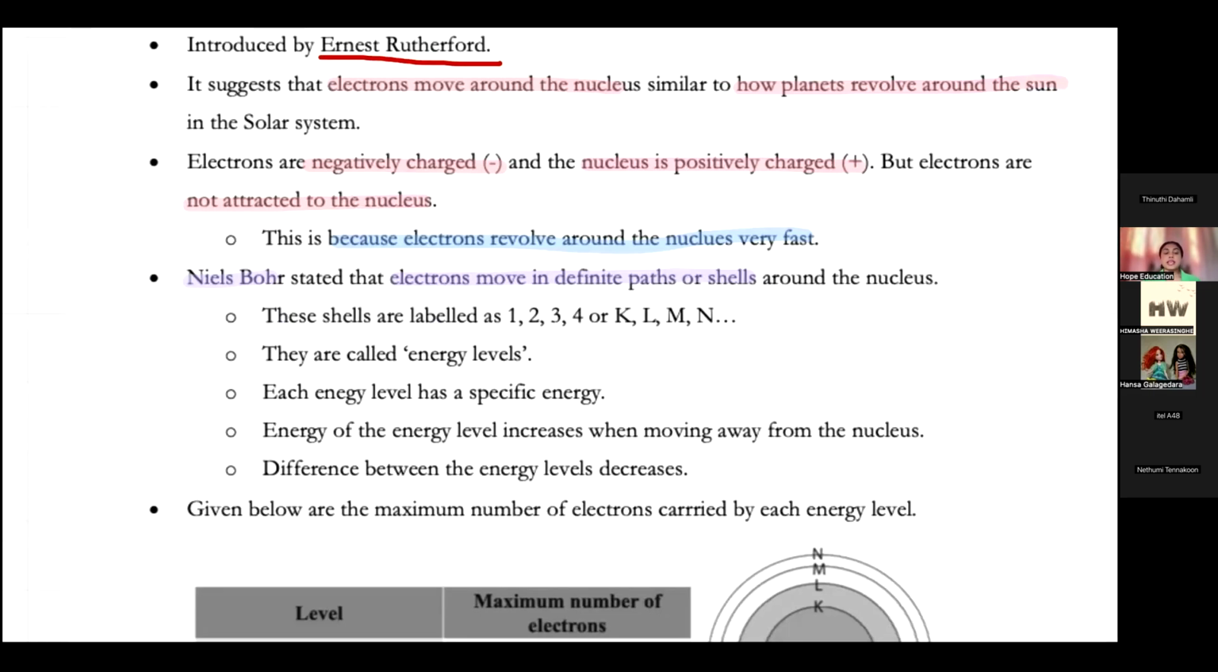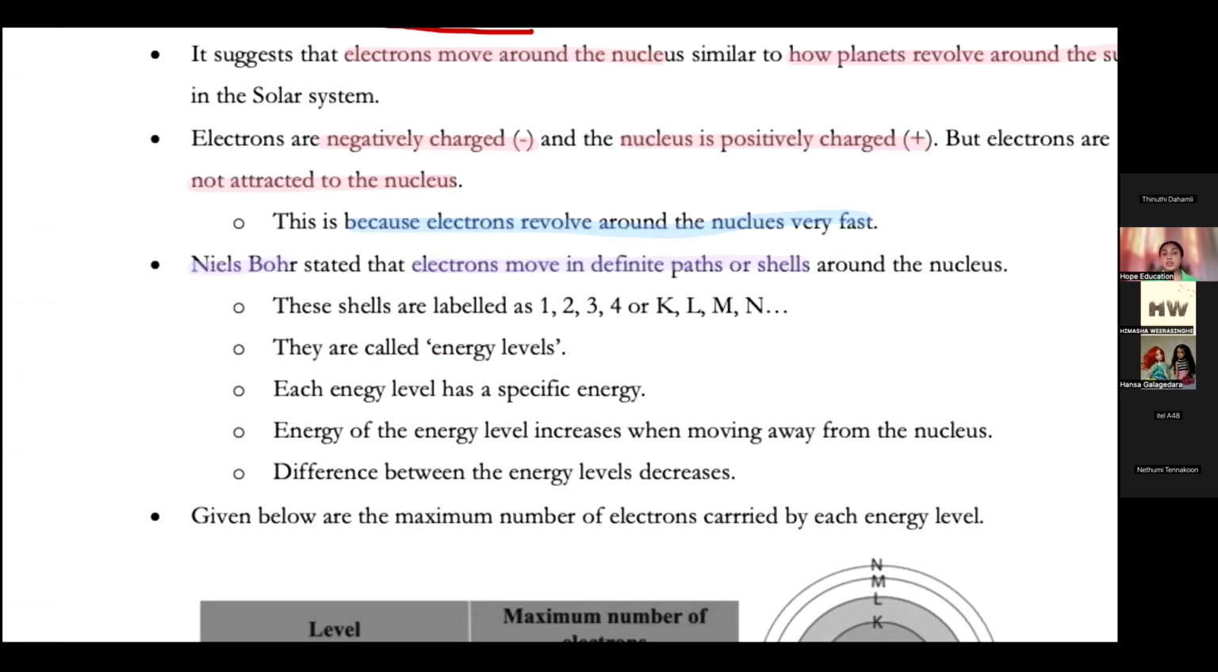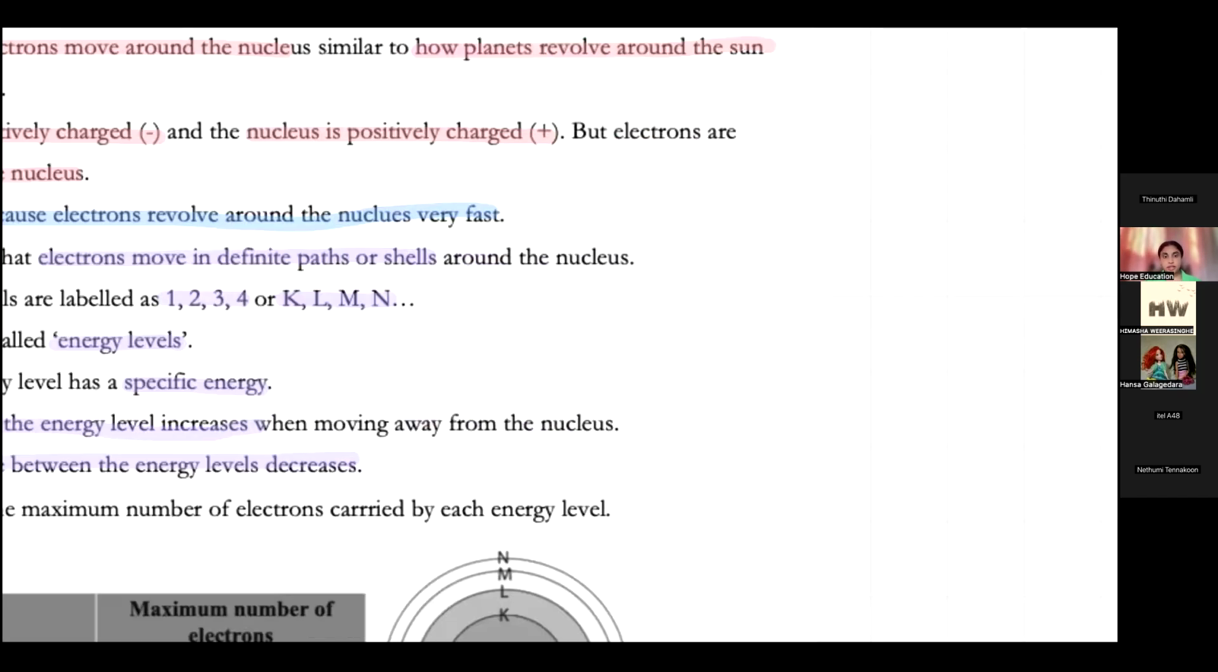So these shells, I will show this in a different diagram, but for now let's read this. These shells are labeled as 1, 2, 3, 4 or K, L, M, N. They are called energy levels. Each energy level has a specific energy. Energy of the energy level increases when moving away from the nucleus and the difference between the energy levels decreases. Okay. I will draw a different diagram and explain this part to you very clearly.